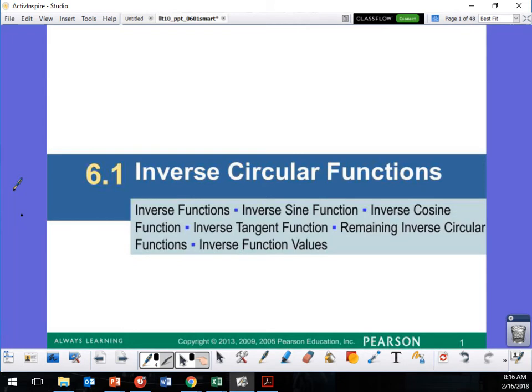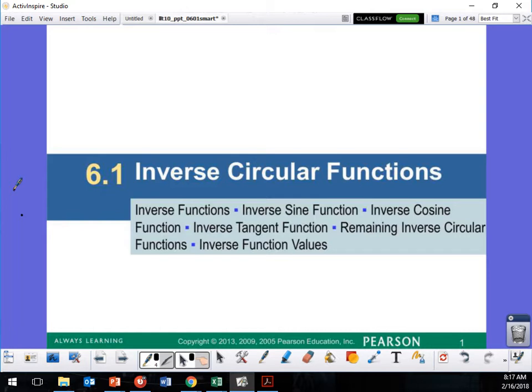Alright, today we're doing inverse circular functions. Now, what that actually means is instead of trying to find your x and y, we're trying to find the angle that went with that x and y. So let's say I give you a value, and I say, hey, where is cosine equal to positive 1/2 in quadrant 1?